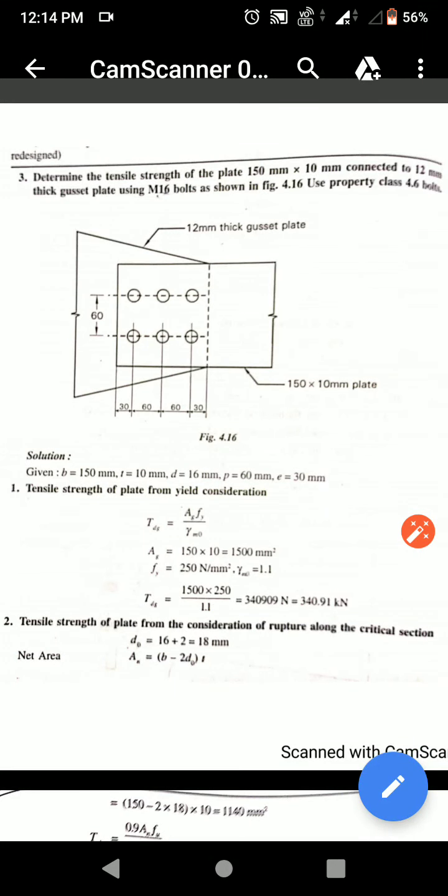Good morning everyone. In previous videos we have discussed the formulas related to design of tension members. In today's video we will discuss a problem related to the design of tension members with respect to plate section.